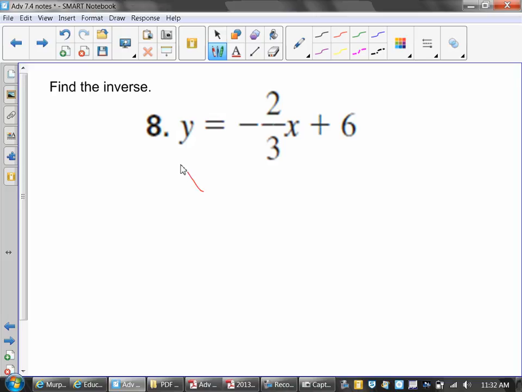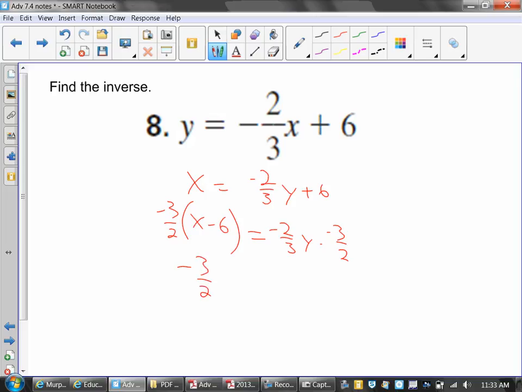So let's see. x equals negative 2/3 y plus 6. Subtract 6 and multiply everything by negative 3/2. I'm doing the same thing. We have negative 2/3 and I multiply it by negative 3/2, multiplying by the reciprocal. So I have negative 3/2 x plus 9 is y. That's the inverse.